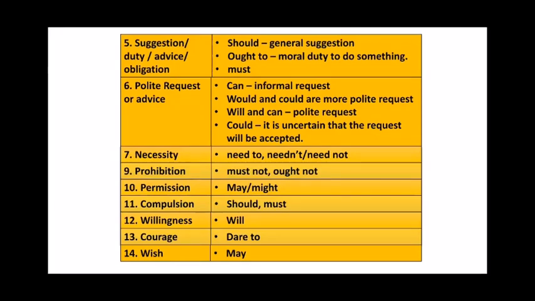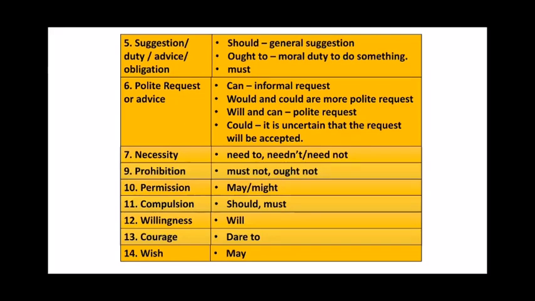Next is must, which is used when you give advice or suggestion. For that, these are the verbs. The sixth one is polite request or advice. In this, the verbs are can, which is an informal request, like, can you give me a cup of tea? So you're making an informal request.